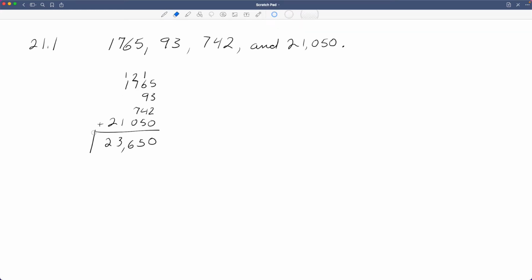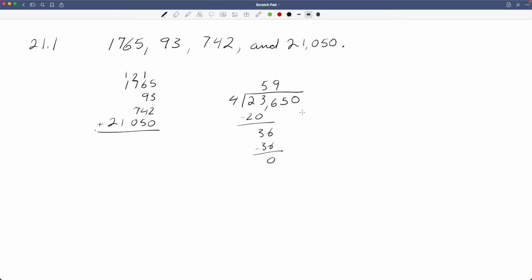And actually, I'm just going to take this number and write it over here and divide it by 4. 4 goes into 23 5 times. 5 times 4 is 20. Subtract that. 36. 4 goes into 36 9 times. 9 times 4 is 36. 0. I bring down the 5.